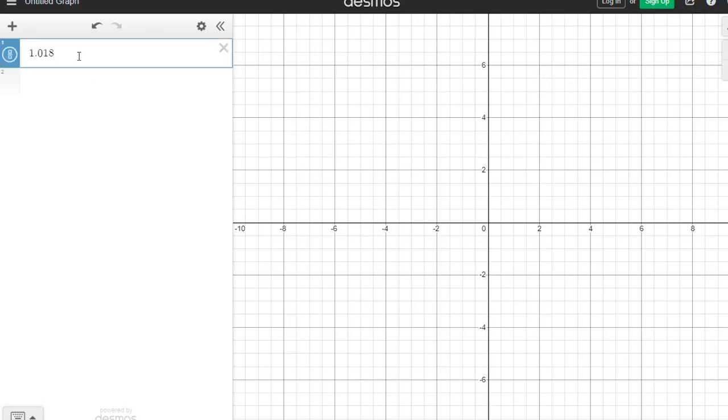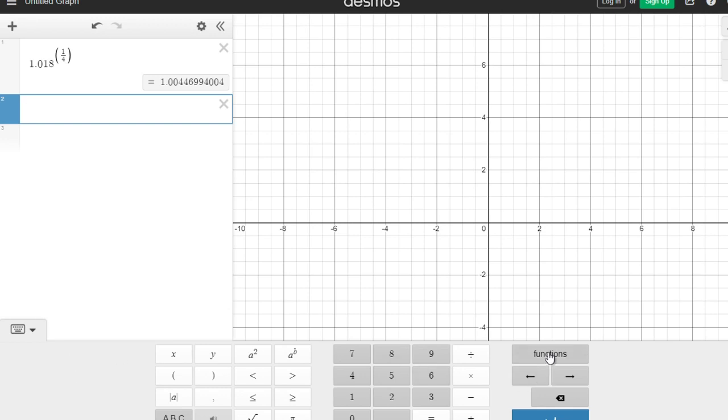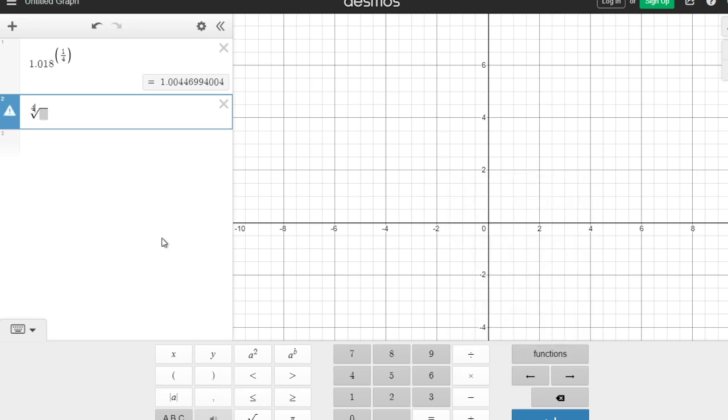I need help from Desmos to do this one, so here we go. 1.018 raised to, and you could either raise it to the 1/4 power, or you could figure out how to type a 4th root. I'm going to show you how to do that. If you want to do a 4th root, you click your keyboard, go to Functions, Miscellaneous, and here's an nth root. So I could have typed it in like this and see how I'm getting that same answer.